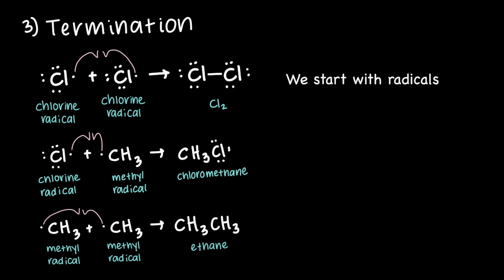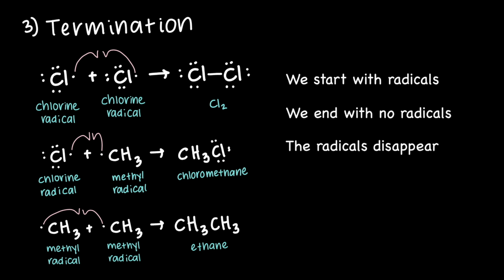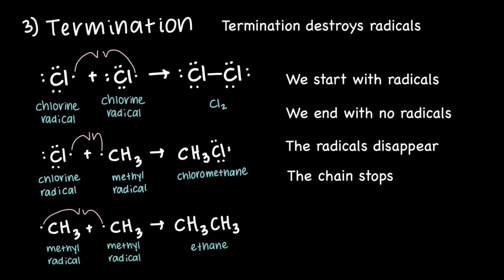Notice what all these examples have in common. We start with radicals. We end with no radicals. The radicals disappear. The chain stops. That is why these are called termination steps. A simple way to remember this is, termination destroys radicals. 2 radicals create a neutral molecule.